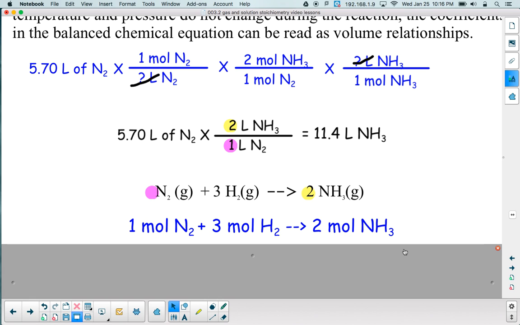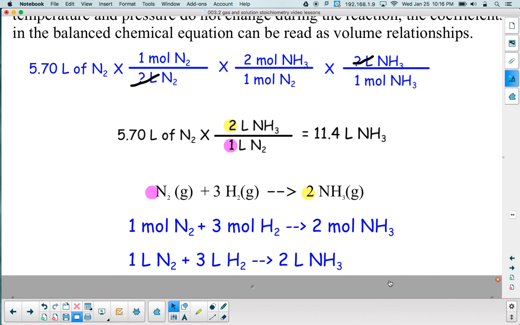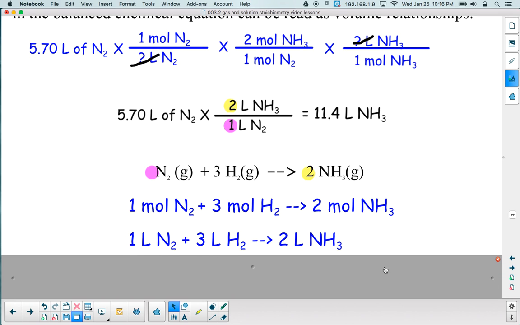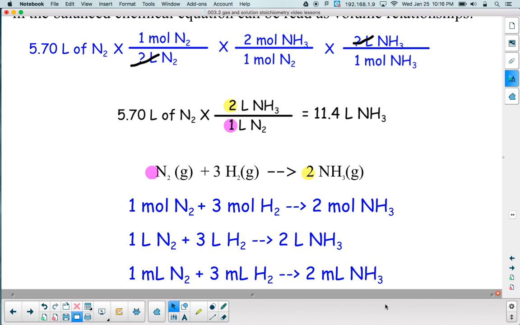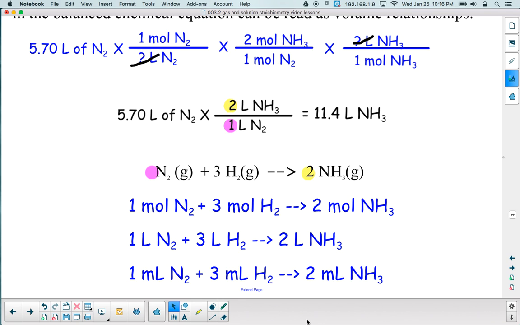So we used to say that 1 mole of nitrogen plus 3 moles of hydrogen would yield 2 moles of NH3. It will also be true, because all these substances are gases, that 1 liter of nitrogen plus 3 liters of hydrogen will yield 2 liters of ammonia. And you could even downscale to a much tinier situation. 1 milliliter of nitrogen plus 3 milliliters of hydrogen will yield 2 milliliters of NH3.